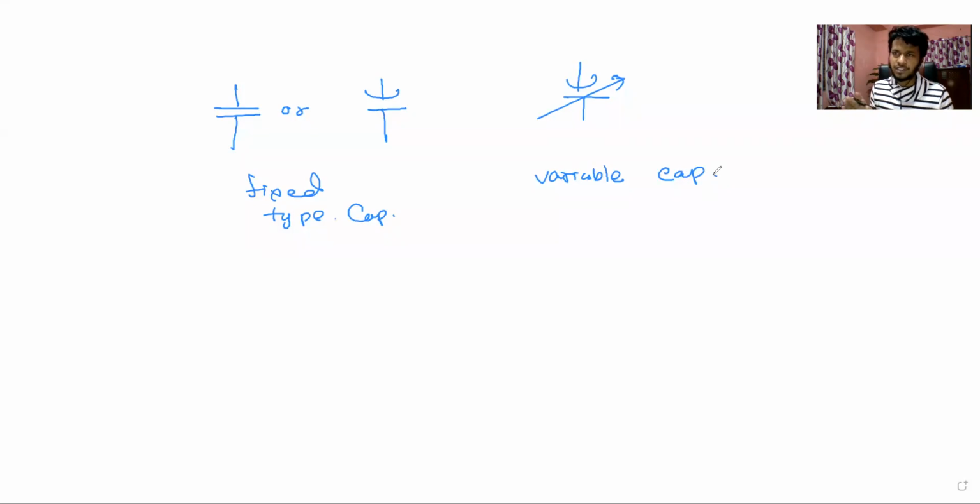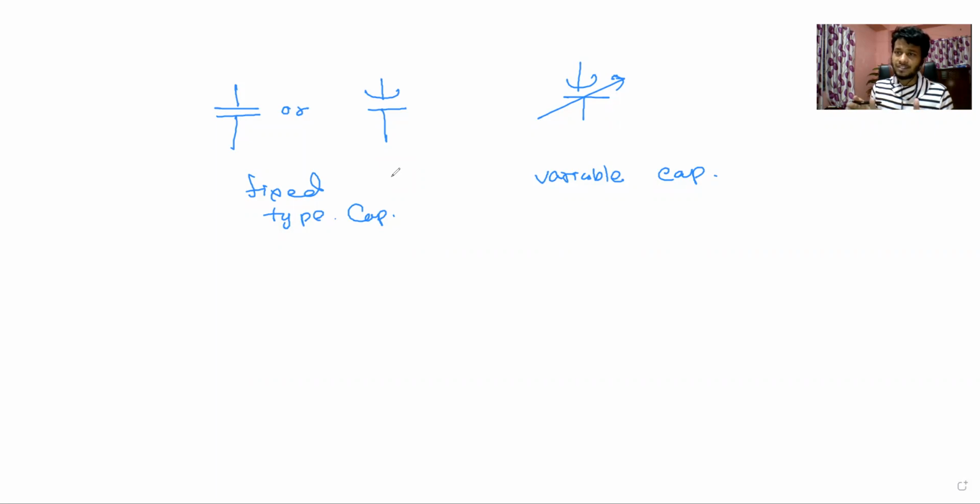So the basic functionality of a capacitor is to store charge, right? And we know that we can charge the capacitor or we can discharge the capacitor. First we have to charge the capacitor, then we can discharge it when we require it. So a capacitor has two phases: one is the charging phase, another is the discharging phase. Or a capacitor has two states: a charging state and a discharging state.